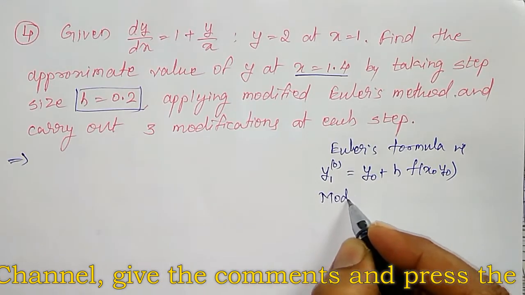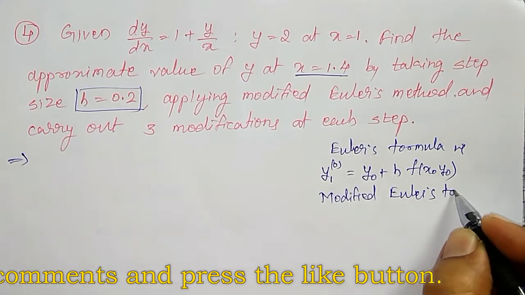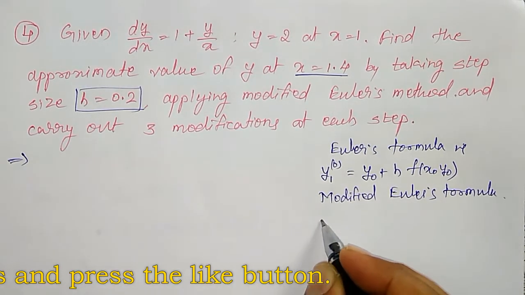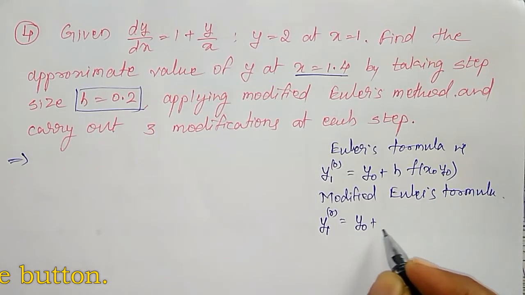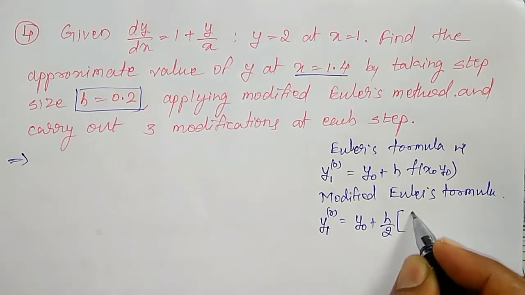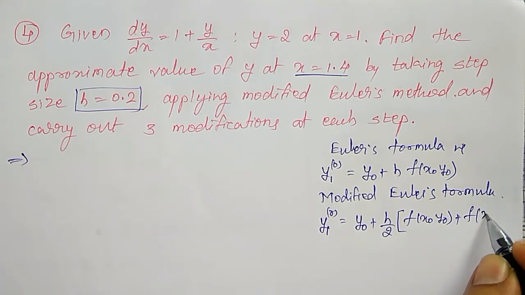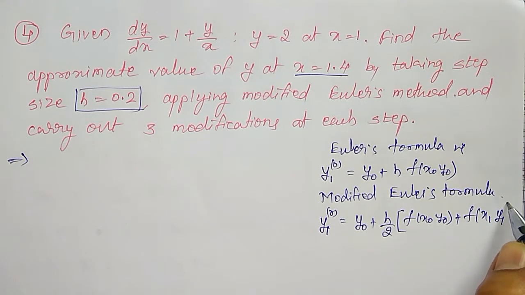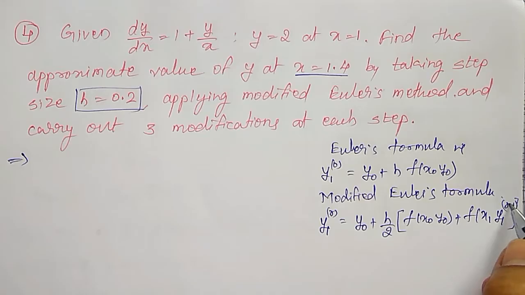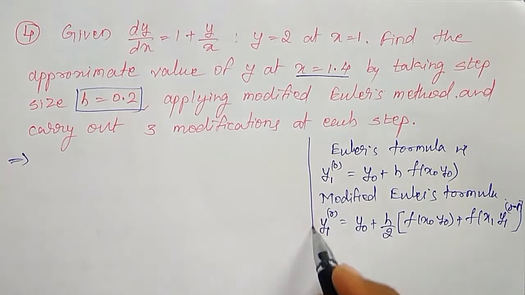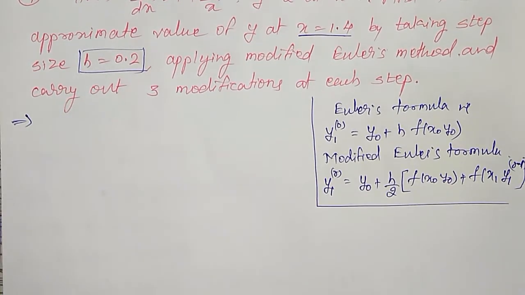Then modified Euler's formula is y1 rth approximation is equal to y0 plus h by 2 into bracket f of x0, y0 plus f of x1, y1 (r minus 1)th approximation. Using this formula I have to evaluate. Then what are the given things and how many stages we have to do, we'll discuss one by one here.